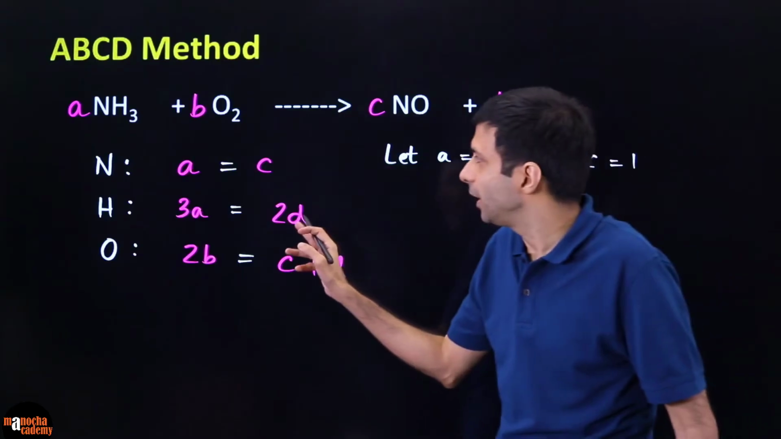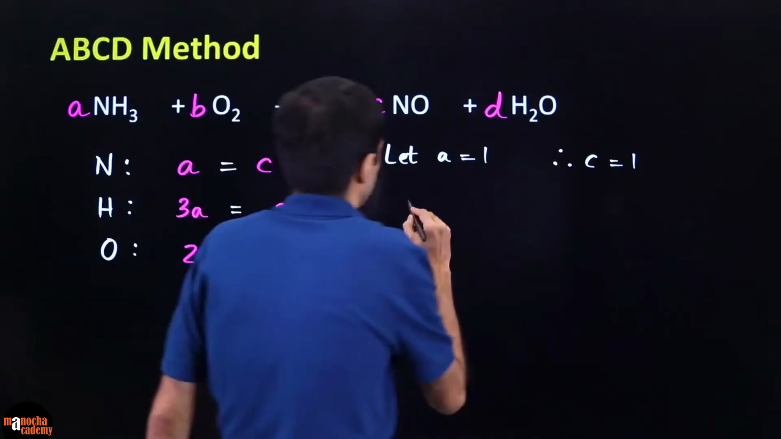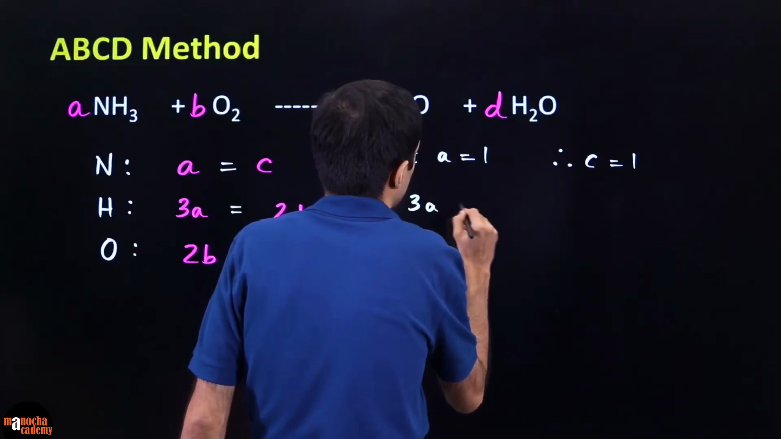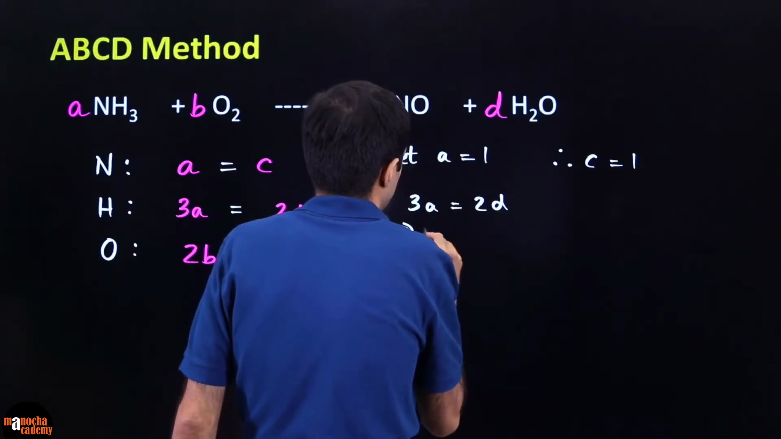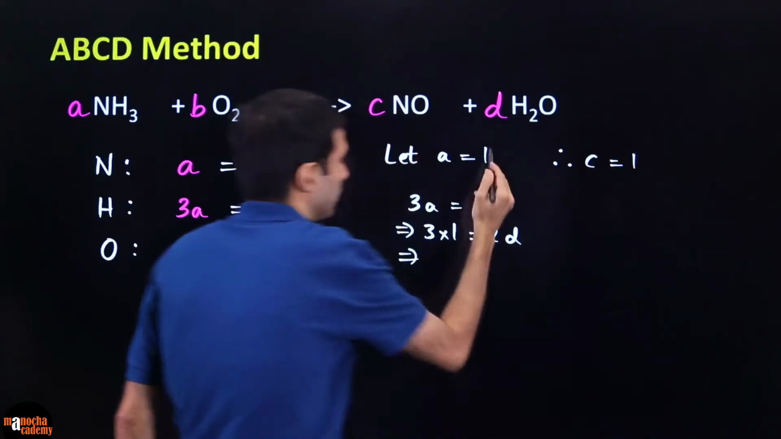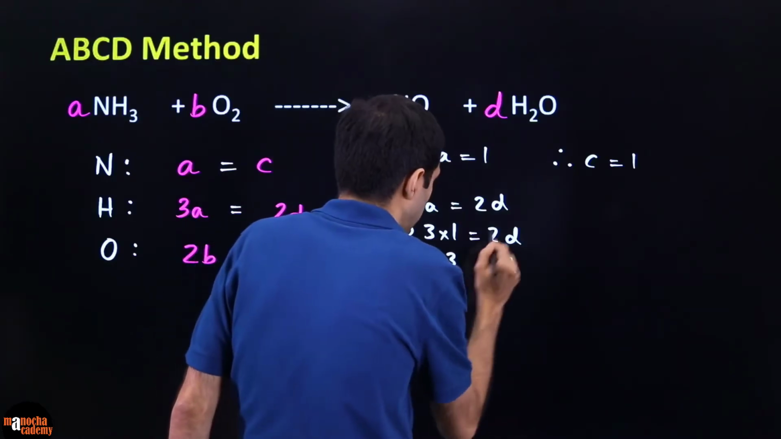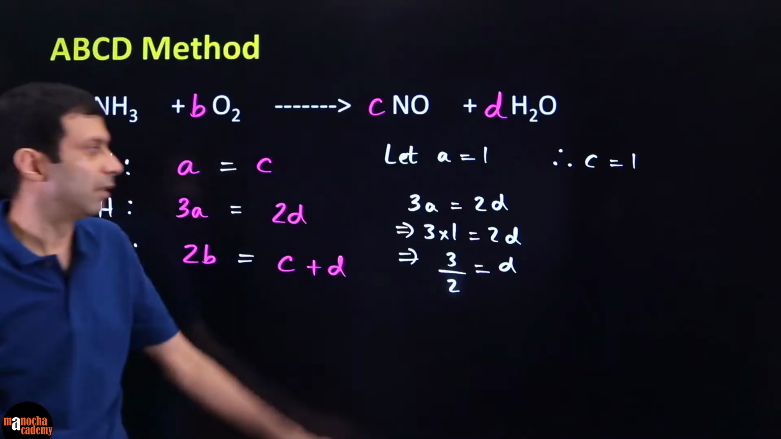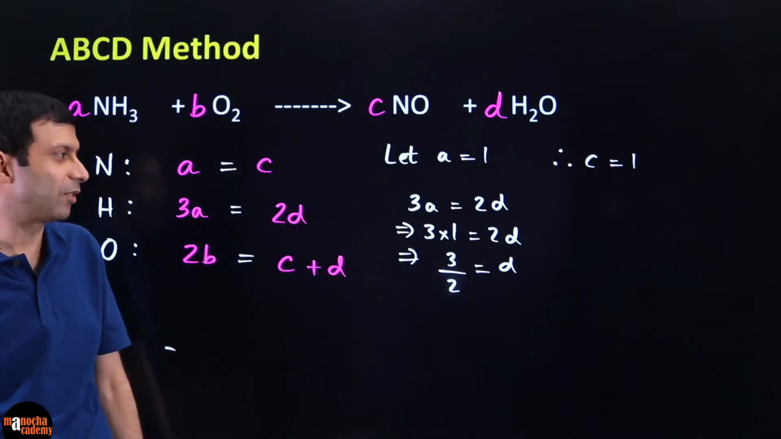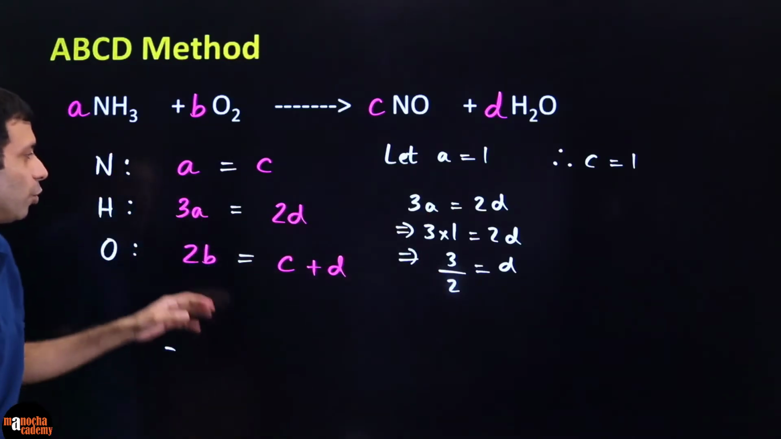Now let's try to find D using this equation, 3A equals 2D. So please try it. We have 3A equal to 2D, or 3 times 1 equals 2 times D. I'm just substituting A as 1. So what is D going to be? 3 divided by 2. D is 3 by 2. We have got the value of D also. So A is done, C is done, D is done. All we have to do is B.